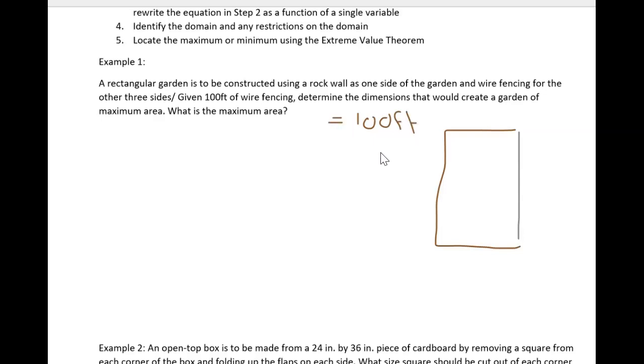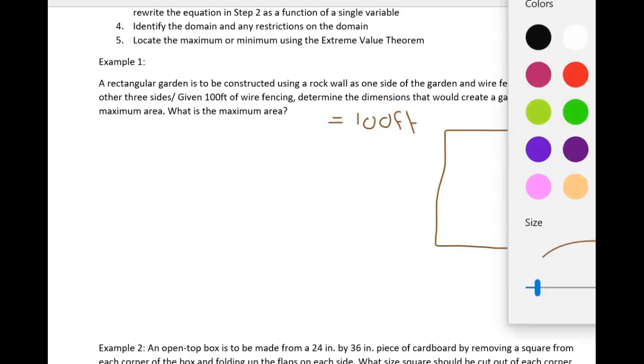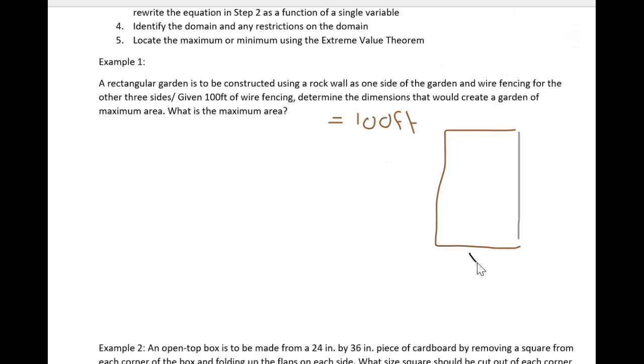Now we need to define a variable that applies to the problem. So we are trying to determine the dimensions that would create a garden of a max area. So we'll call one of the dimensions x. Well, since the figure is rectangular, we know that opposite sides are congruent, which means that this is also x.